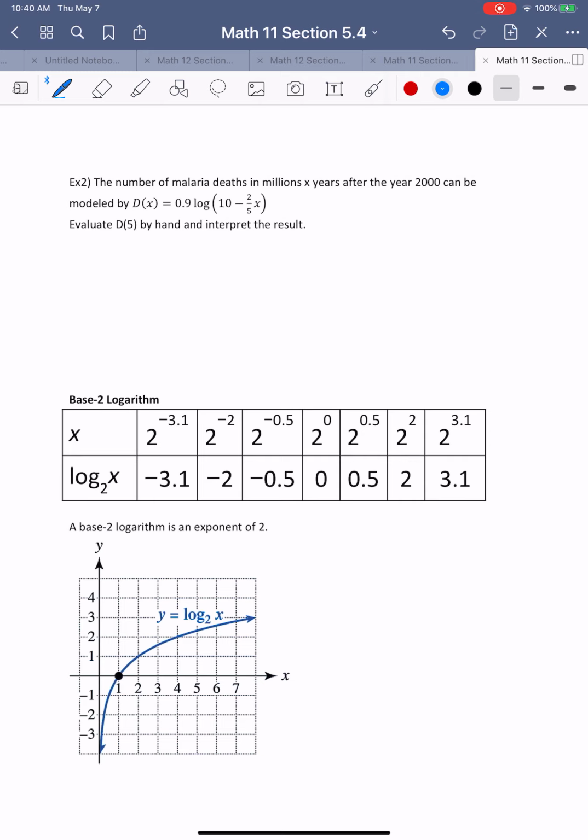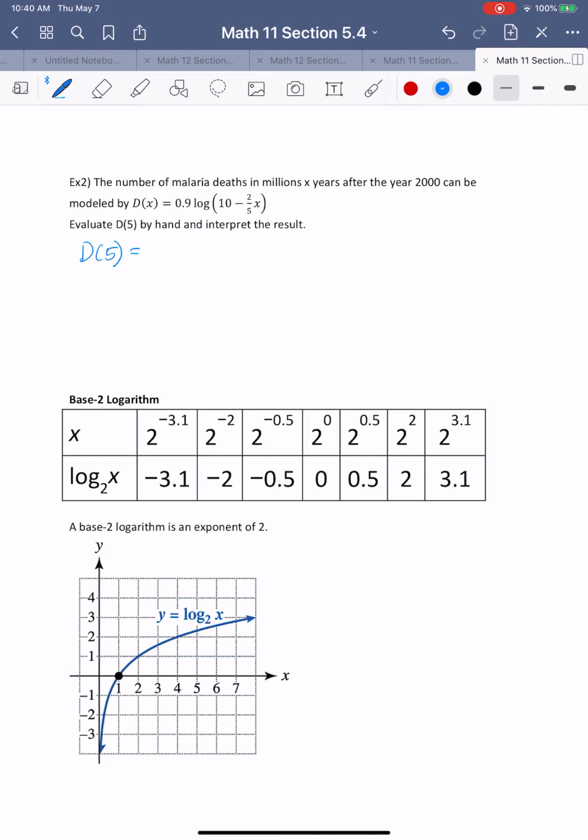Then example 2. The number of malaria deaths in the millions, x years after the year 2000, can be modeled by d of x equals 0.9 log of 10 minus 2/5 of x. We want to evaluate d of 5 by hand and interpret the result. For d of 5, we just need to plug it in.